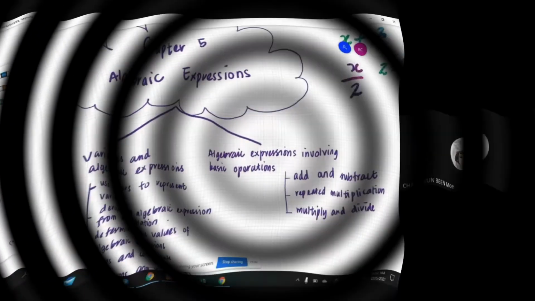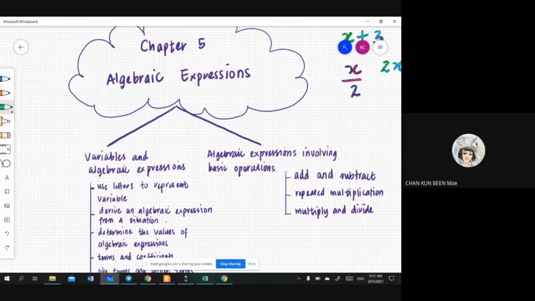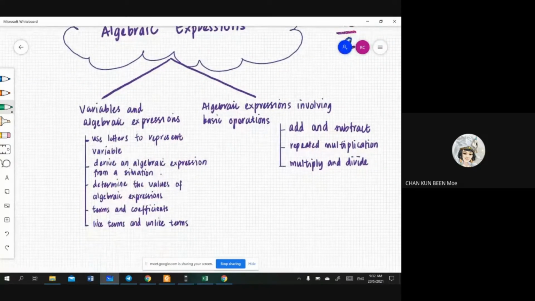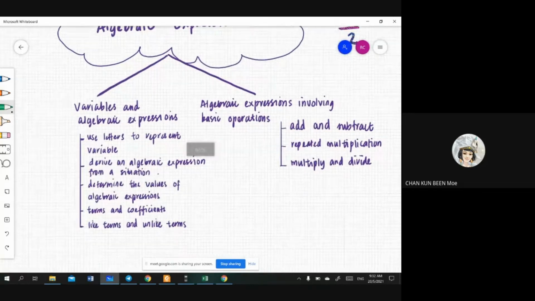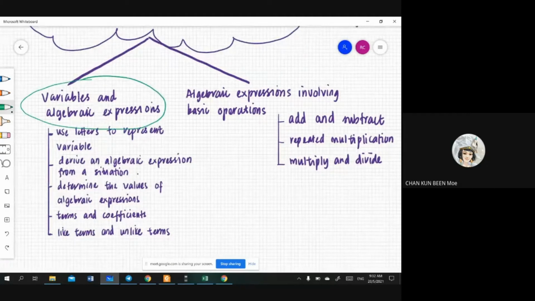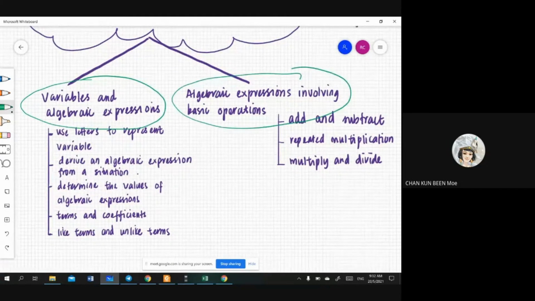On Monday, you learned about chapter 5. We just entered into chapter 5. That's the algebraic expression. As I've told you, we have two subtopics. The first one is the variable and algebraic expressions. This is the one that we entered in the last lesson. And then this is the second one we haven't entered yet.